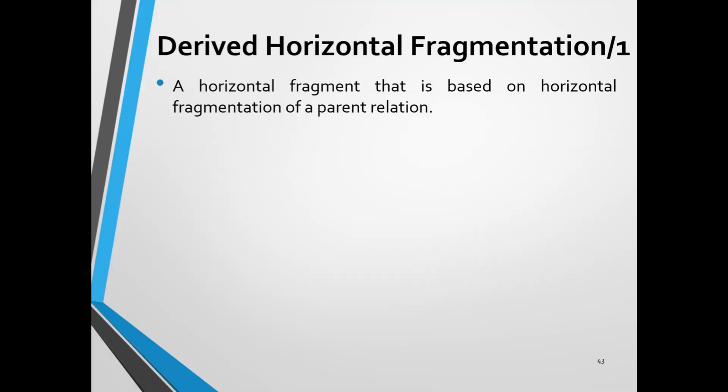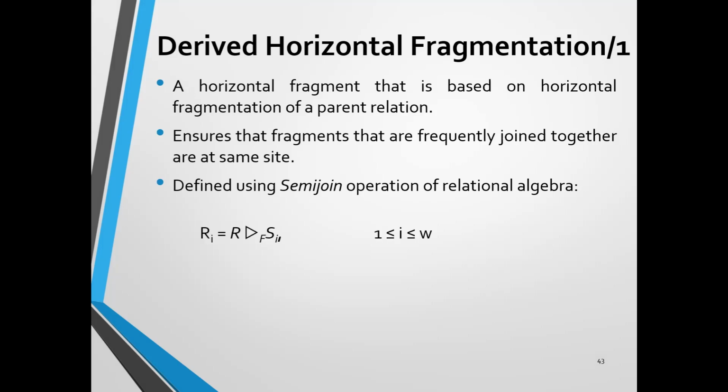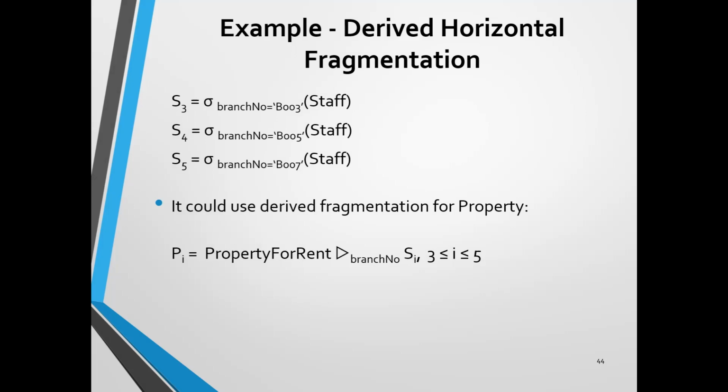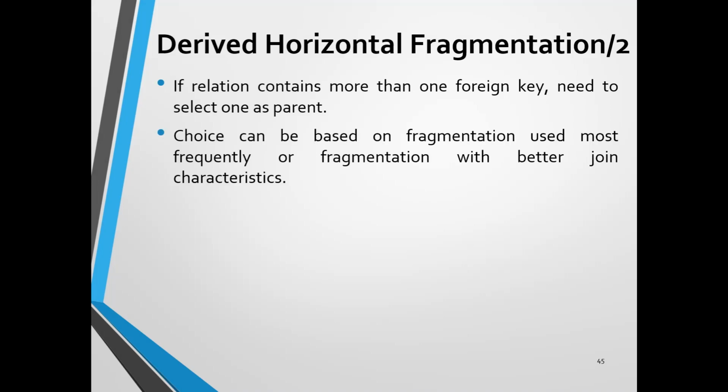A horizontal fragment that is based on horizontal fragmentation of a parent relation ensures that fragments that are frequently joined together are at the same site. So this is derived horizontal fragmentation, defined using semi-join operation of relational algebra. Examples of derived horizontal fragmentation. If relation consists of more than one foreign key, need to select one as parent. Choice can be based on fragmentation used most frequently or fragmentation with better join characteristics.